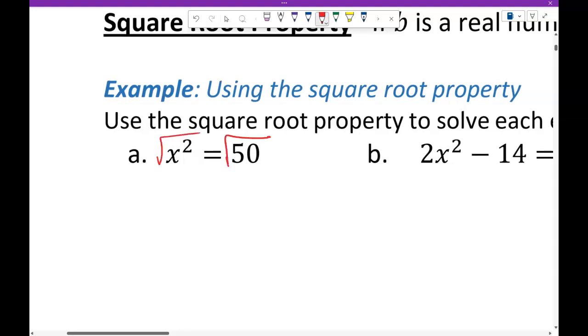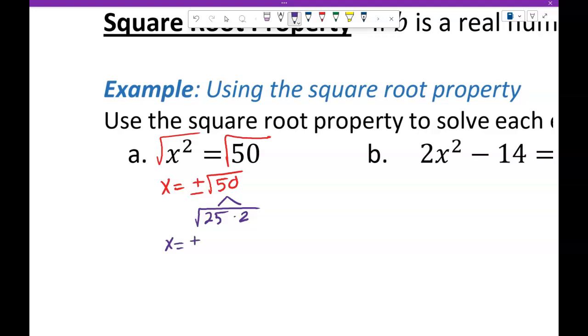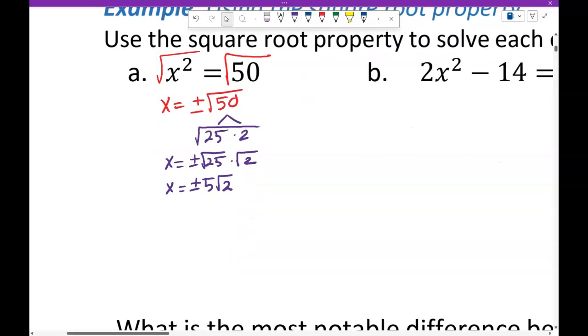I can go ahead and square root both sides. X will be the positive and negative square root of 50. Since 50 is not a perfect square, we need to simplify it. 25 and 2 are two good factors to use. So x equals the positive and negative square root of 25 times the square root of 2, which is positive and negative 5 square root of 2. Now remember, this counts as two answers, 5 square root of 2 and negative 5 square root of 2, but the shorthand is sufficient to use in this case.